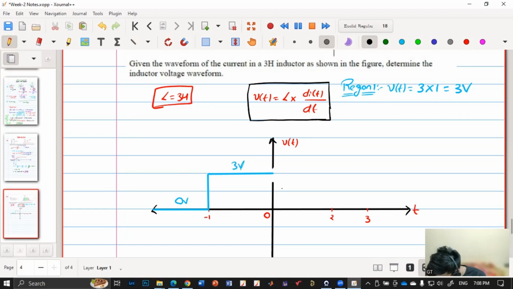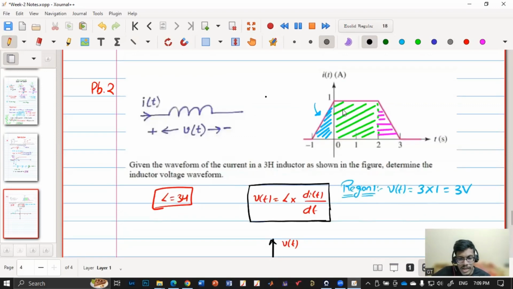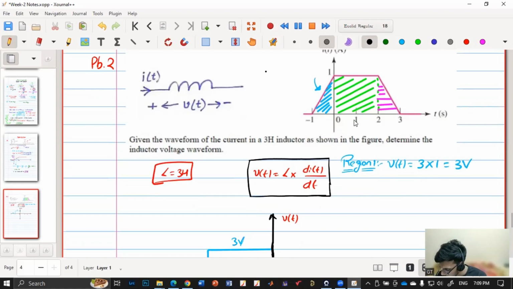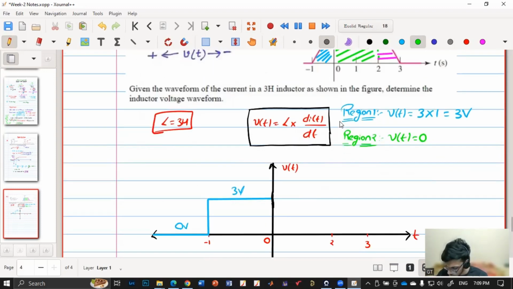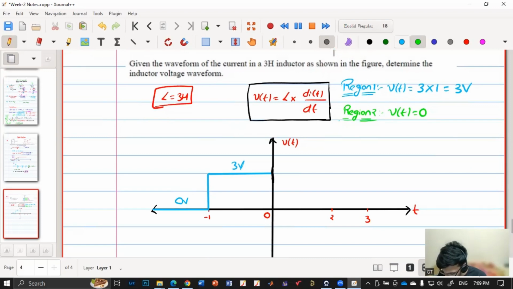So now we are at the end of region 1. Now we'll go to region 2. So in region 2, current is constant. So what will happen to the voltage? 0. Because if the current is constant, the slope of the current is 0. So my V of t will be 0. So during this region, when the time is from 0 to 2, my inductor voltage is 0. So first I'll come back to 0 and then from 0 to 2 it is staying at 0 volt.